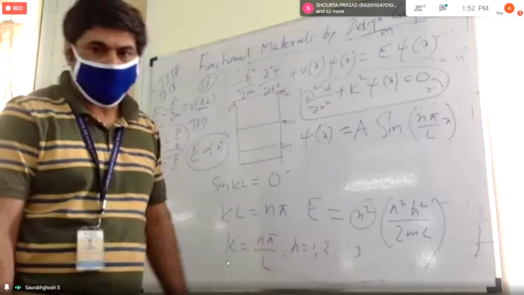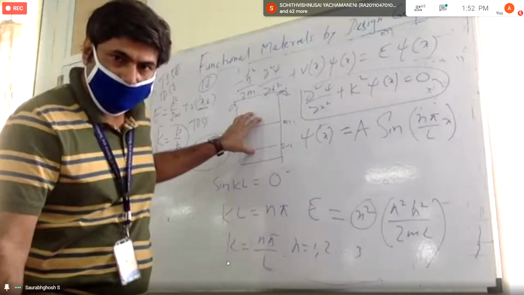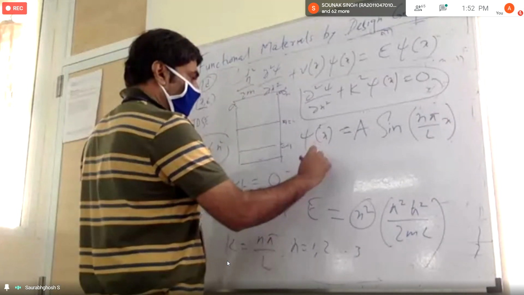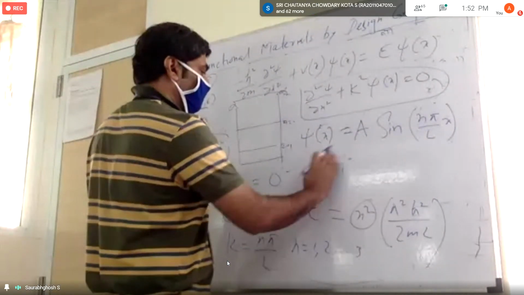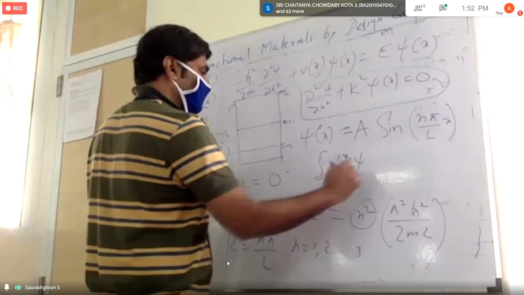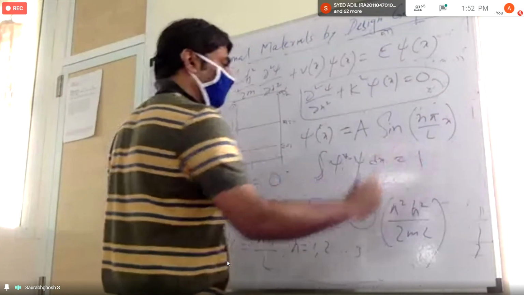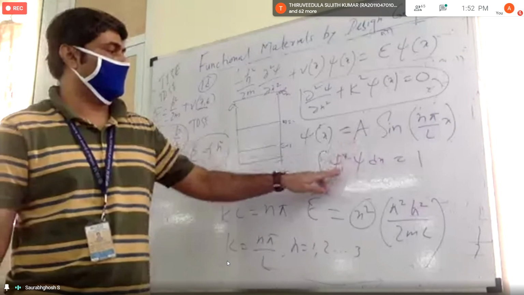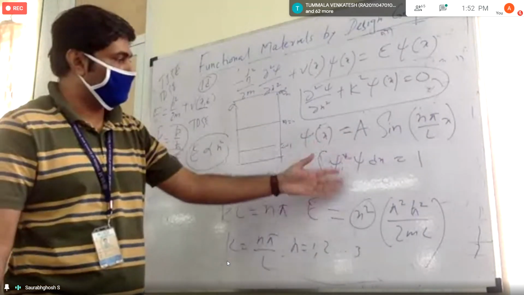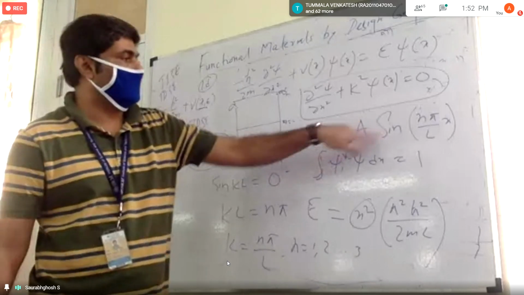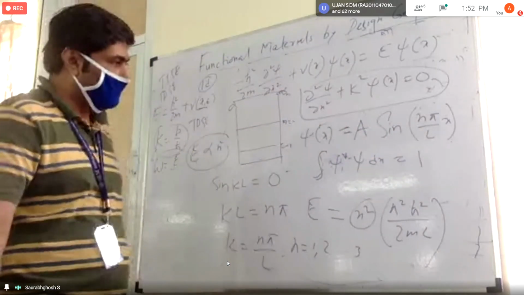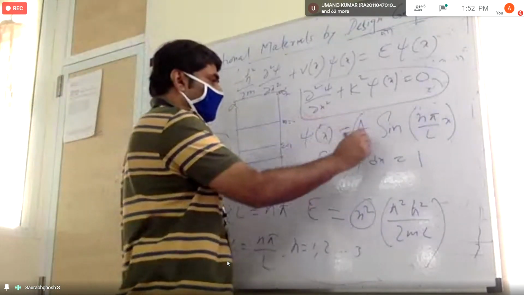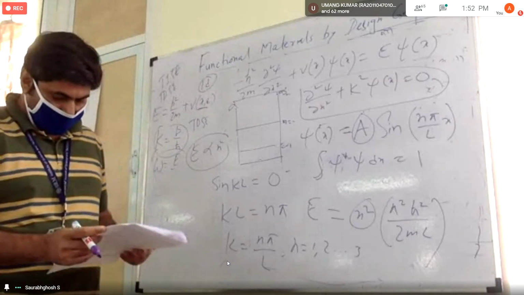Here, the particle has to be in the box, right? The particle has to be in the box. That means if you integrate psi star psi, the total integration of psi star psi dx has to be 1. Psi is non-zero only inside, so that means psi squared dx. If you square it and integrate it, it has to be 1. And from that, you can find out what A is.